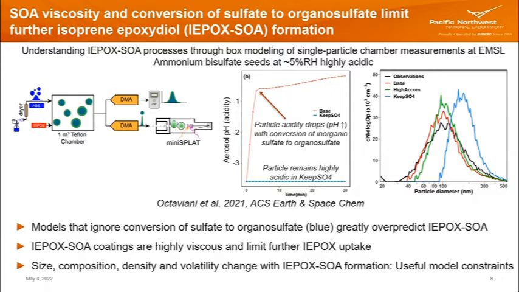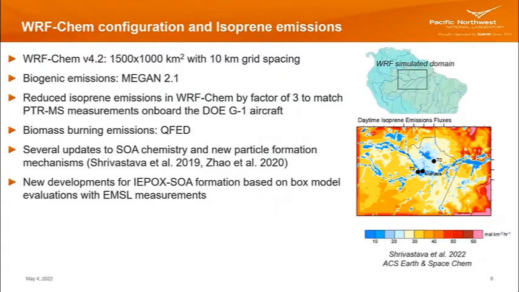So the point here is that when you have multiple measurements of size, composition, density, volatility, and then also the mass spectral measurements, you can really use that to constrain what you know about the formation of epox SOA processes and the chemical kinetics. So that was validation of some of the epox SOA mechanisms with laboratory studies. So now I'm going back to trying to model the Amazon field campaign.